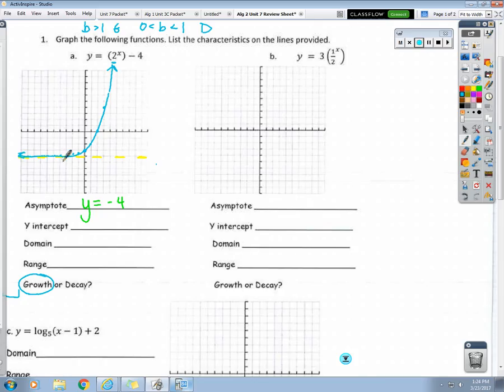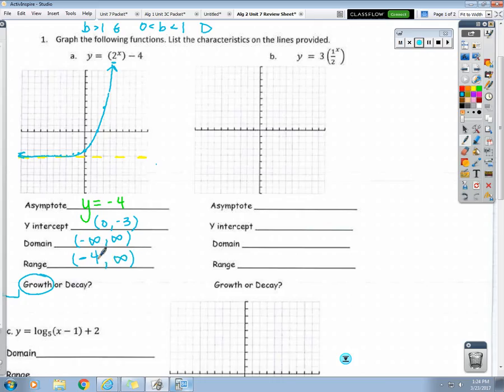What is the y-intercept? Right, they're going to write it out as an x and y value tomorrow, a point, a coordinate. What is the domain? Correct, and isn't that the domain for all exponential functions? They'll go left and right forever. And then what's the range? Correct, negative 4 is where the asymptote is, so it'll never go below that, but it'll go up forever.